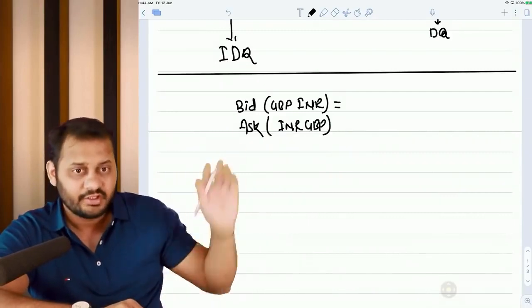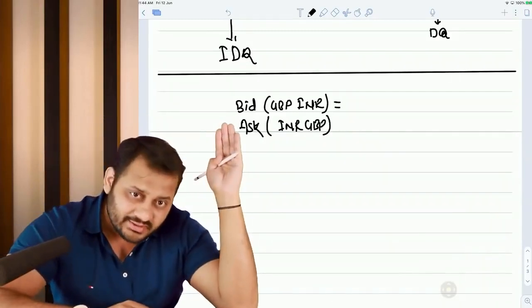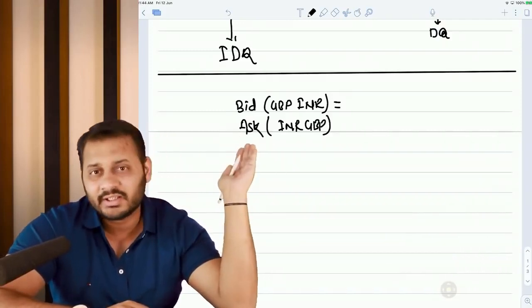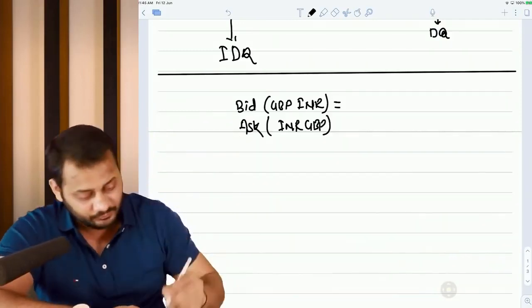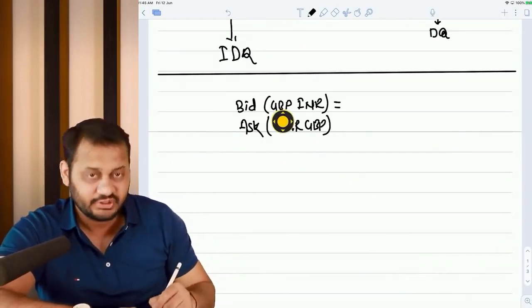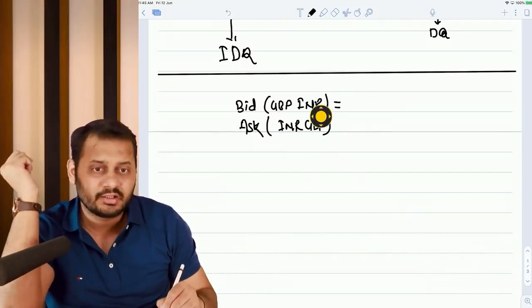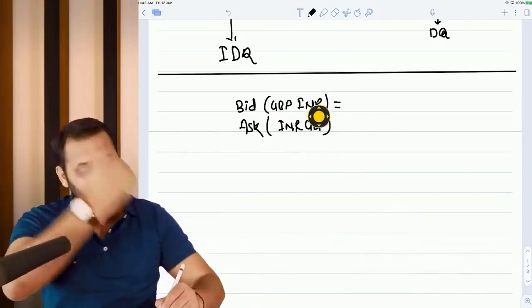Okay, so if I take the first one, please remember, if the left hand side is bid, everything on the right hand side should be bid. One rule. Okay, the first rule. Then second is, if GBP is written first here, GBP should be first, and INR is written last here, INR should be last.